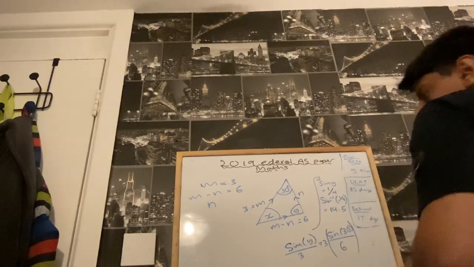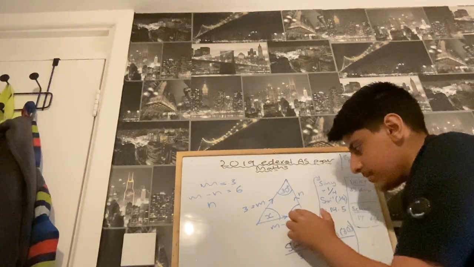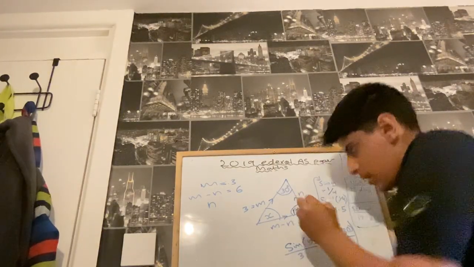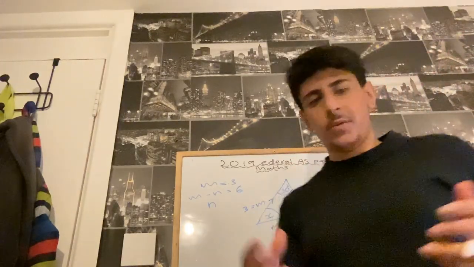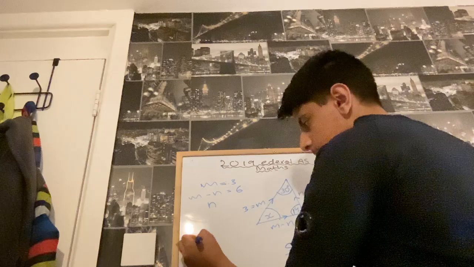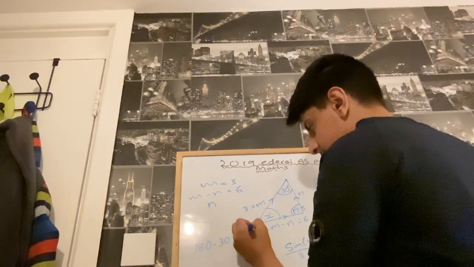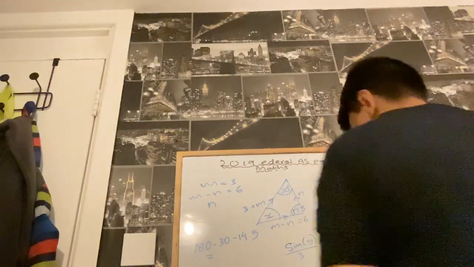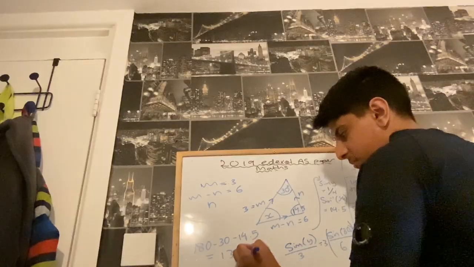So we've now found out what y is, which is 14.5. And the angles in a triangle would be 180 minus 30 minus 14.5, which should give us 135.5 to 1 decimal place.